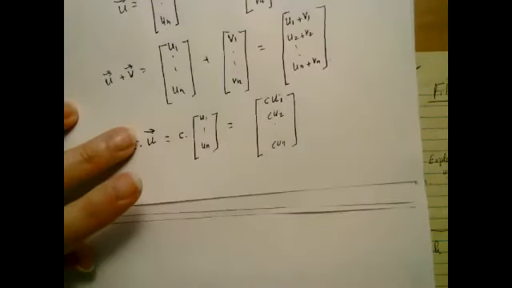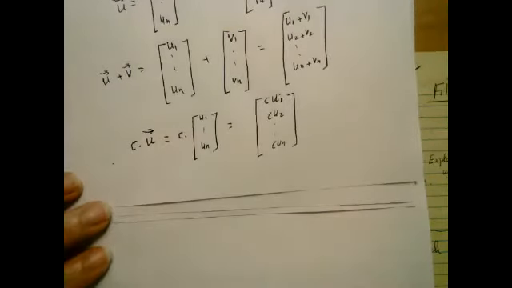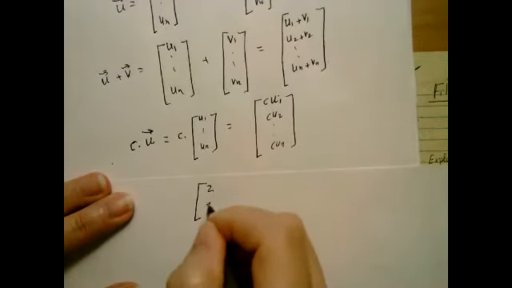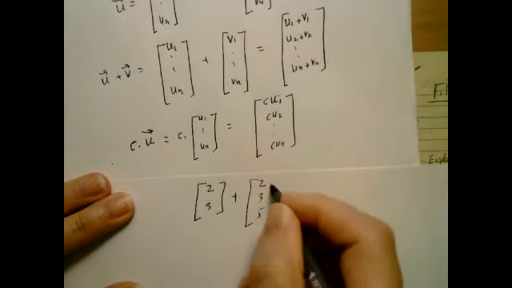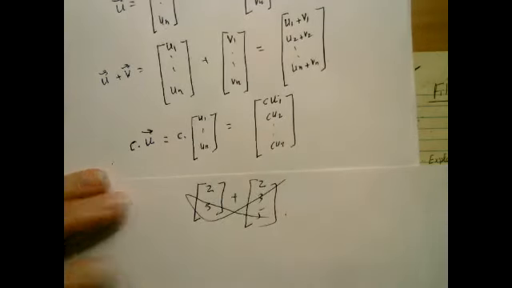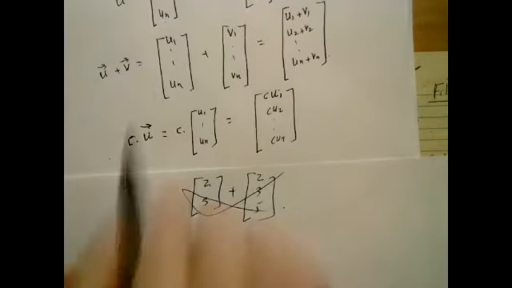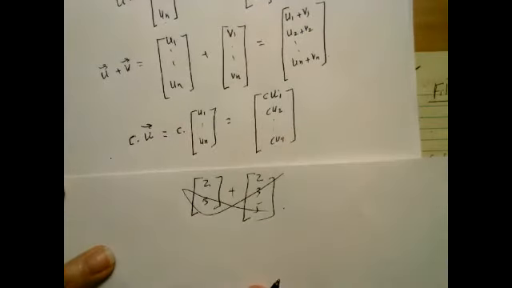So if a student supposedly writes the following, (2, 3) plus (2, 3, 5), that's absolutely nonsense. So we only add vectors if they have the same number of entries.